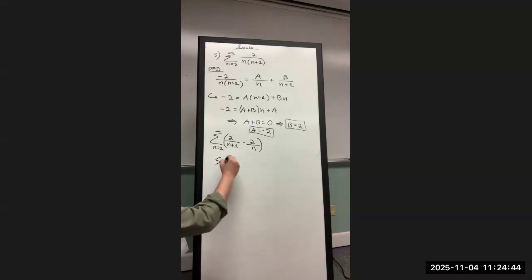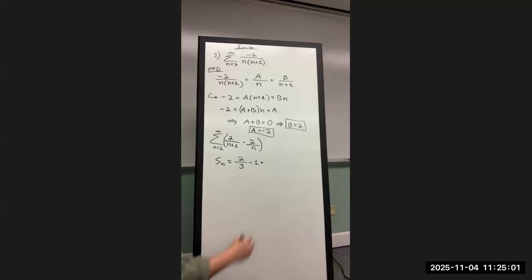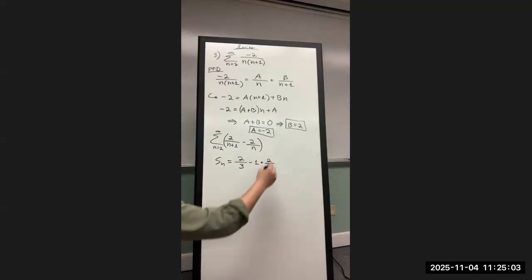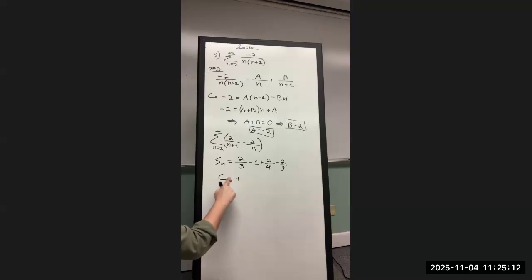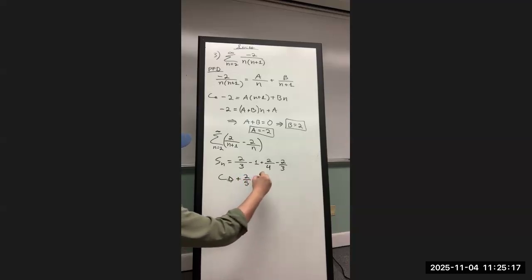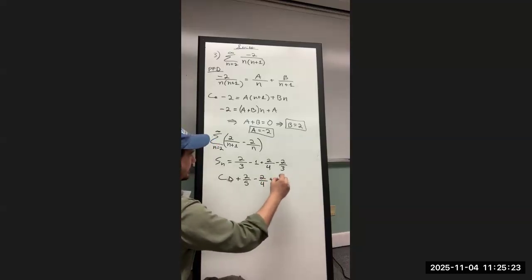So now we'll look at the nth partial sum of this series. We're starting at 2. So as we start to sum, we plug in 2 first, and we get 2 over 3 minus 2 over 2, which is 1, plus 2 over 4 minus 2 over 3, plus the next one, where we plug in 4, so 2 over 5 minus 2 over 4, and so on and so forth until you get to the nth term.